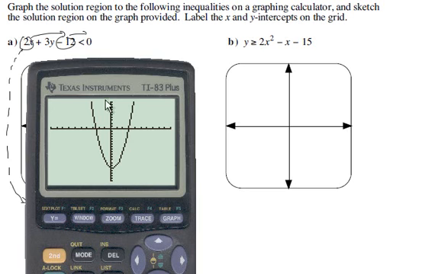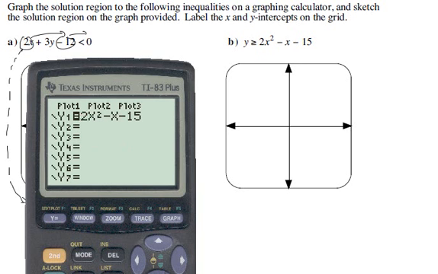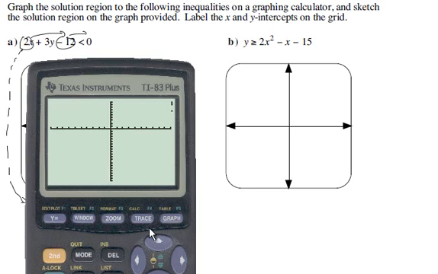Now, here we want y is greater than or equal to 2x squared minus x minus 15. If we want to be greater than, it means we want the y's that are higher than this line. So there. This mode is draw the line and shade higher than the line. And here's what it looks like. You get your parabola with shading above for all the y values greater than.